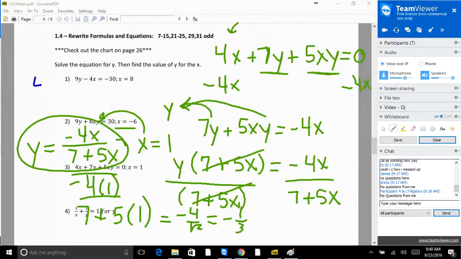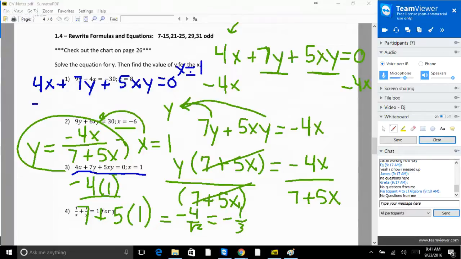So just to kind of prove the point, my original equation was 4, and let me erase it off here so maybe you can actually see what I'm doing. So this was my original equation, 4x plus 7y plus 5xy. To double check yourself, you could say, all right, 4x plus 7y plus 5xy equals 0. And we know x equals 1, right?